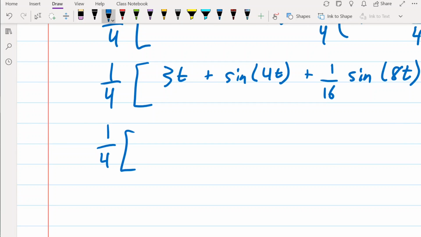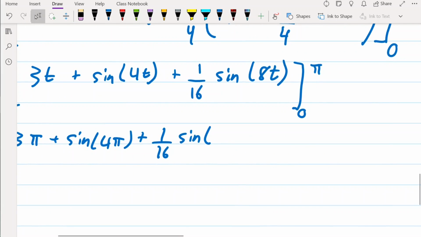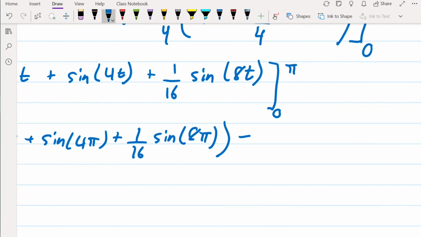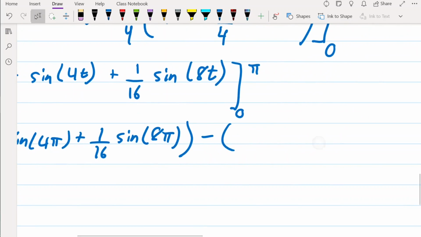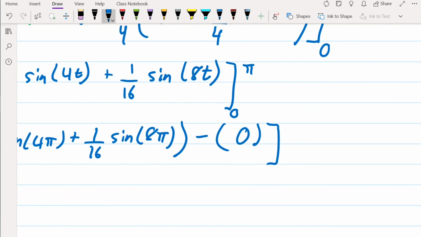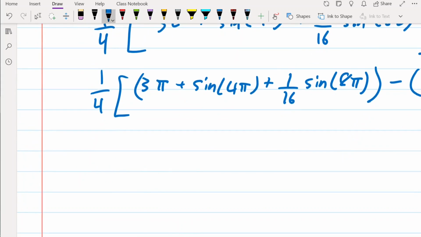So that'll be 1 over 4, 3 times pi plus sine of 4 pi plus 1 over 16 sine of 8 pi. All of that minus 0. And then the sine of 0 is 0, and then the sine of 0 is 0, which will mean it is 3 pi plus 4 pi is going to be 0, and this is also 0, so it'll be 3 pi over 4, I believe.